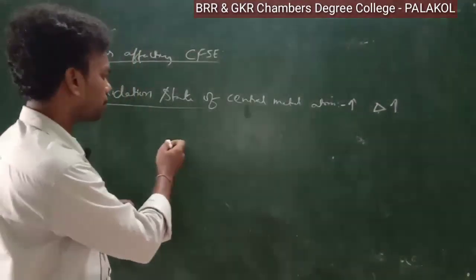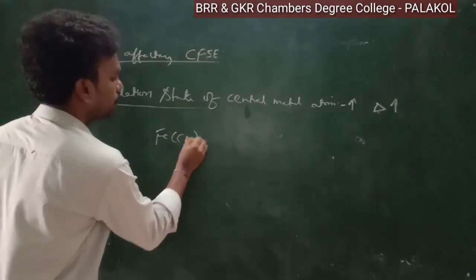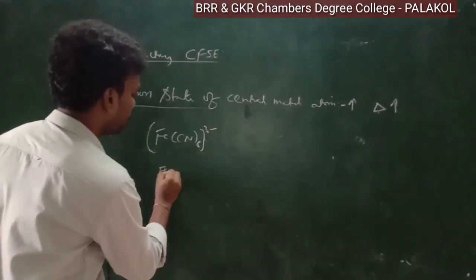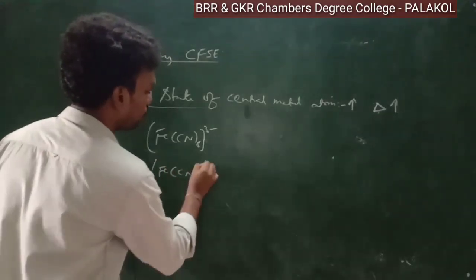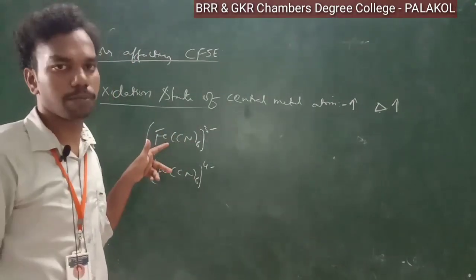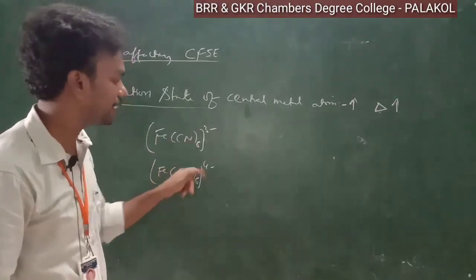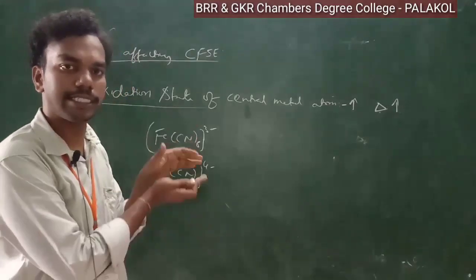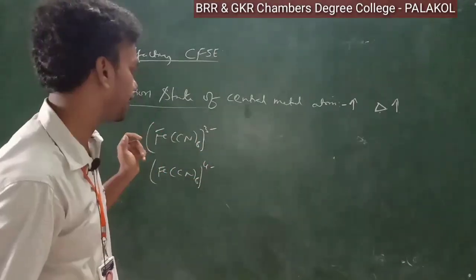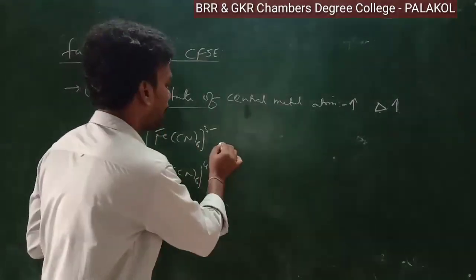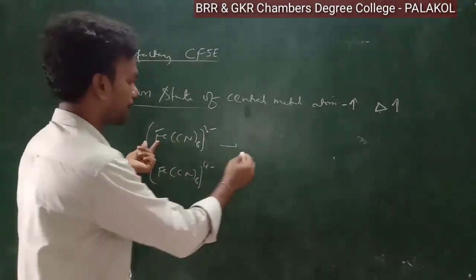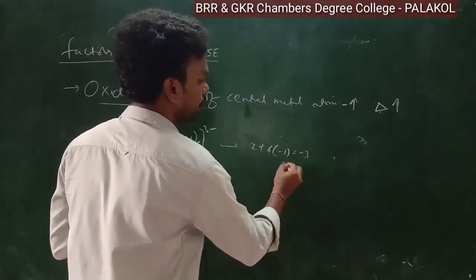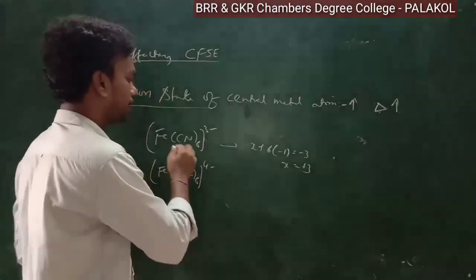For example, if you see [Fe(CN)6]3- and [Fe(CN)6]4-. So I am taking two examples here. So, which complex has higher CFSE? In which complex does the crystal field stabilization energy, the crystal field splitting energy, increase? In this complex, what is the oxidation state of iron here? Just calculate: x plus 6 into minus 1, cyanide is minus 1, equal to minus 3. So x comes out to be plus 3. So iron here is in the plus 3 oxidation state.